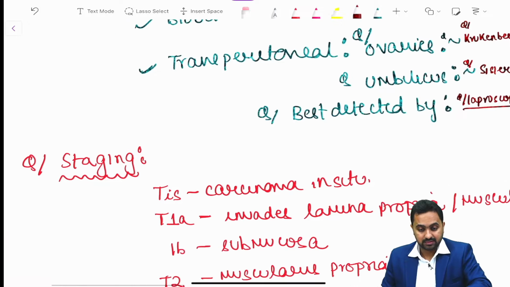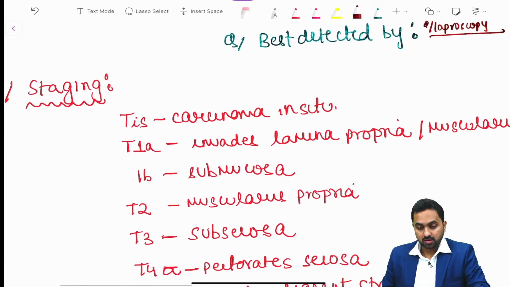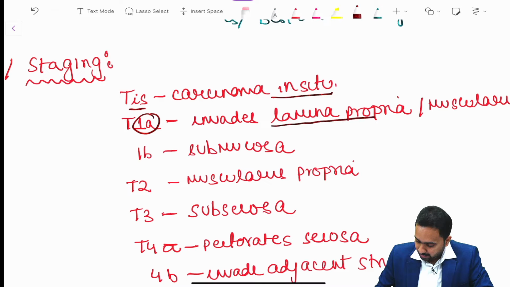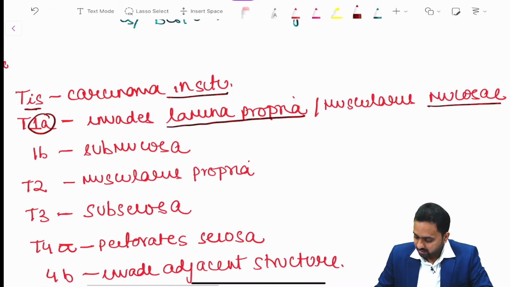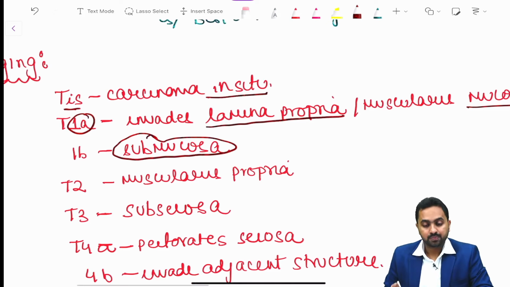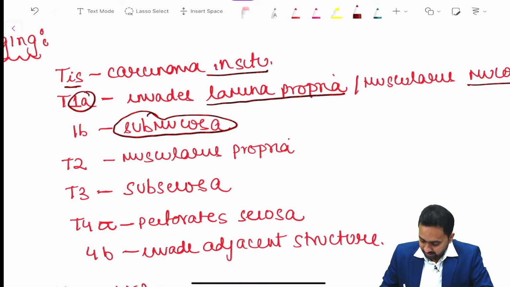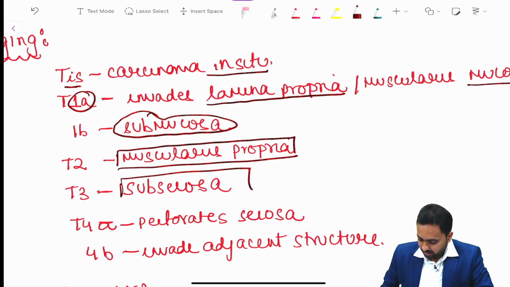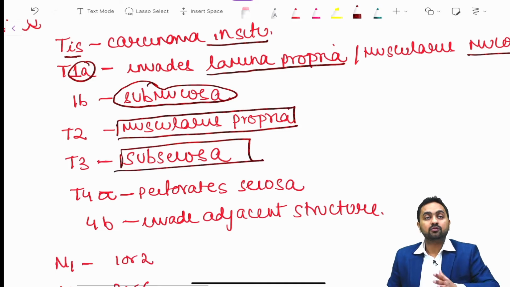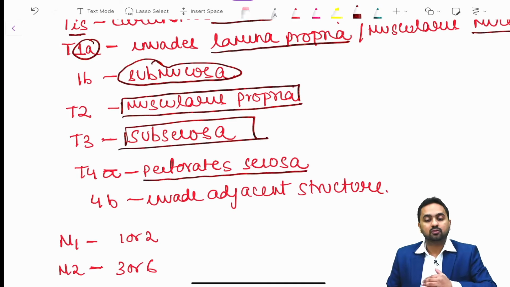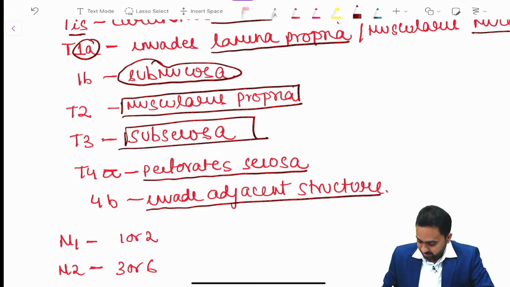Regarding the staging of gastric carcinomas, we have Tis, which is carcinoma in situ. T1a invades the lamina propria or the muscularis mucosa. T1b invades the submucosa. Then we have T2, which invades the muscularis propria. T3 invades the subserosa. T4a is visceral perforation, that is perforation of the serosa, and T4b is invasion of adjacent structures.